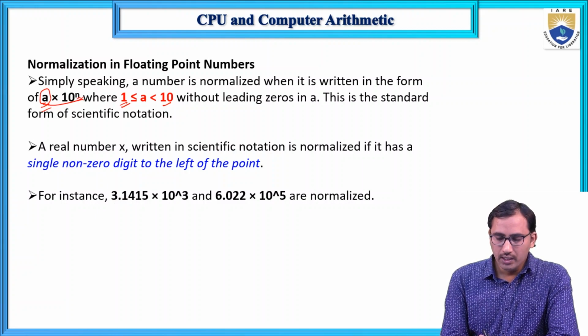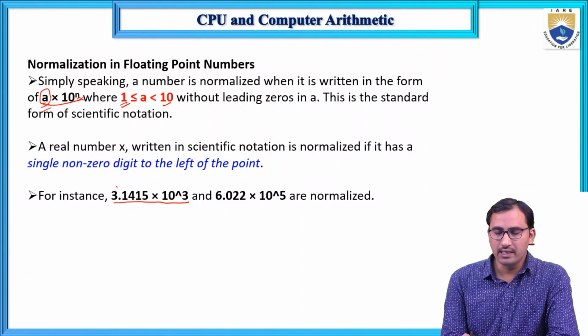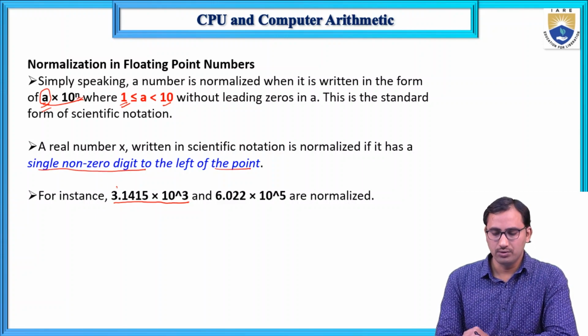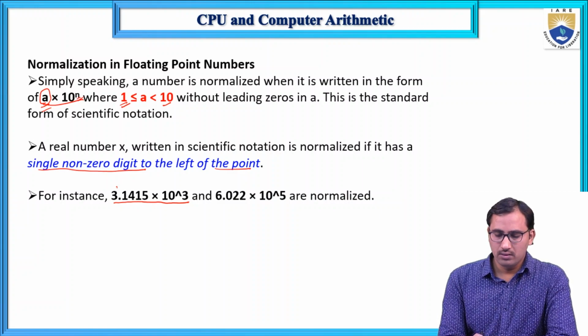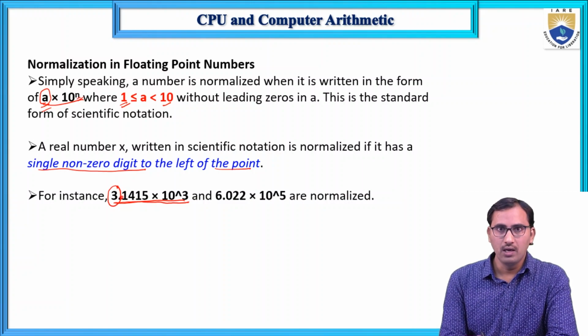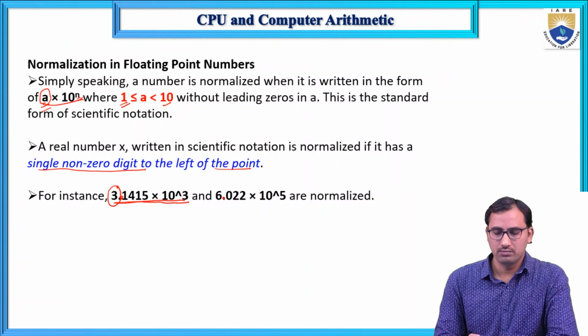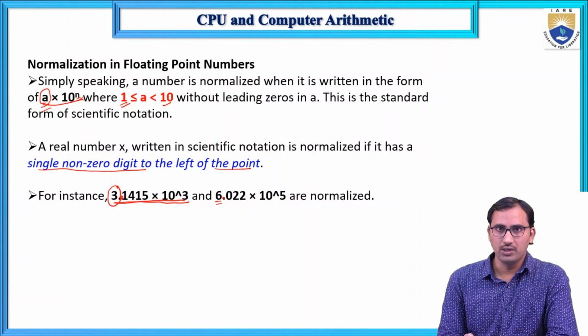The example is 3.1415 × 10^3. A real number X written in scientific notation is normalized if it has a single non-zero digit to the left of the decimal point. So for normalization, the number should have a single non-zero digit to the left of the decimal point. If you consider this example, 3.1415 × 10^3, we have a single non-zero digit to the left of the decimal point, and it doesn't have any leading zeros. This is the way of representing normalization. That means before the decimal point we should not have a zero value; we should have a non-zero value. So that is normalization in floating point numbers.